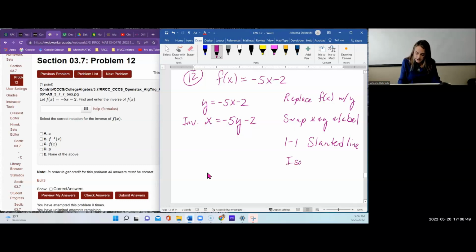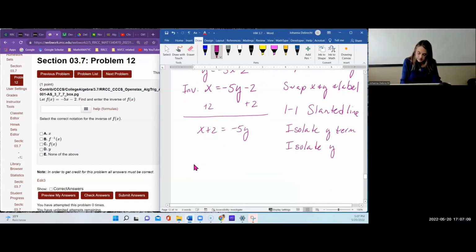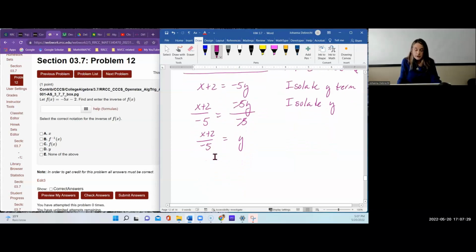First, I'm going to isolate the y term. To isolate the y term, I move the 2 to the left by adding 2. This gives me x plus 2 equal -5y. Next, I'm going to isolate y by dividing by -5. This gives me y equal x plus 2 divided by -5. Now, I happen to know that it is a function, which means I can use inverse function notation. Since the name of the original was f, I'll call this f inverse of x.